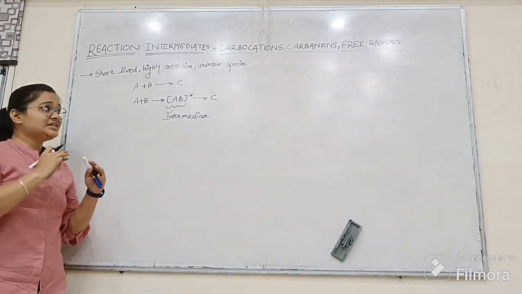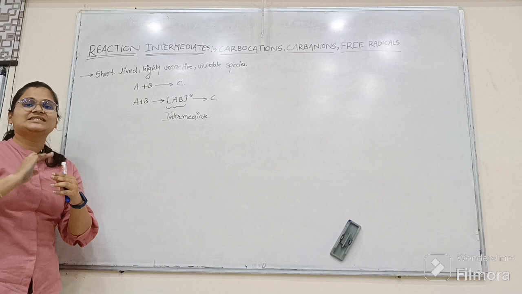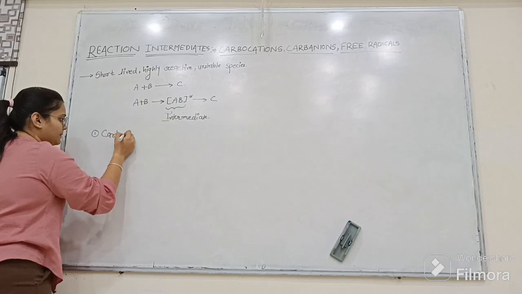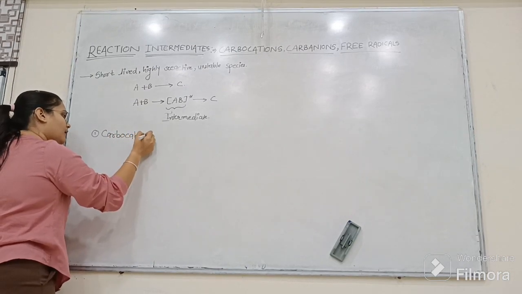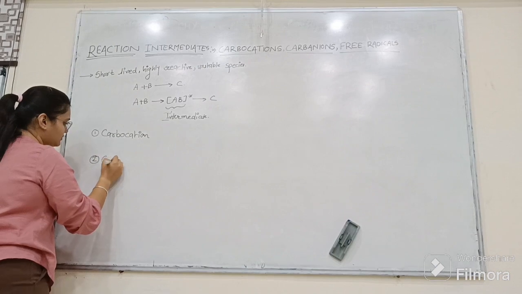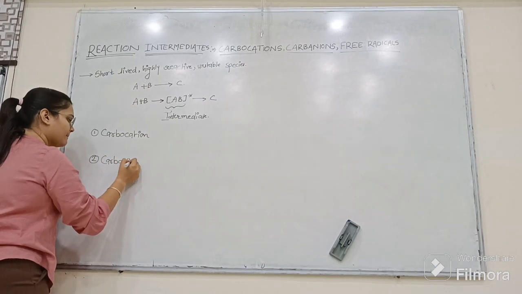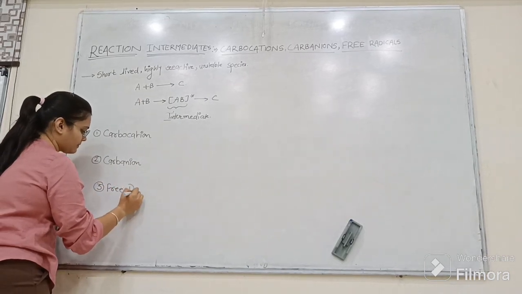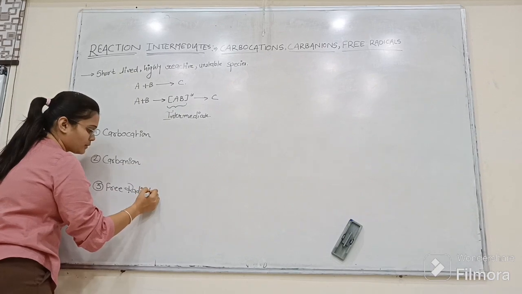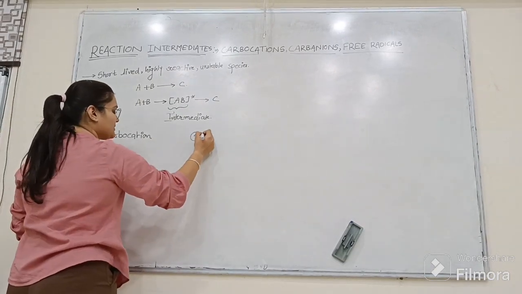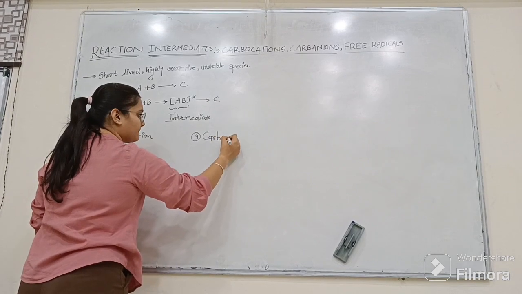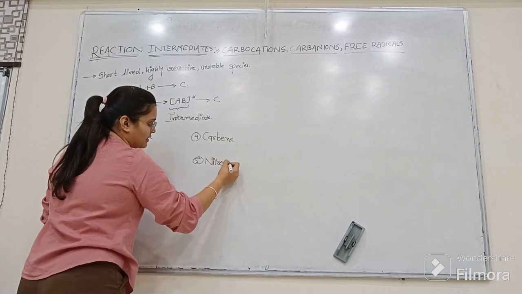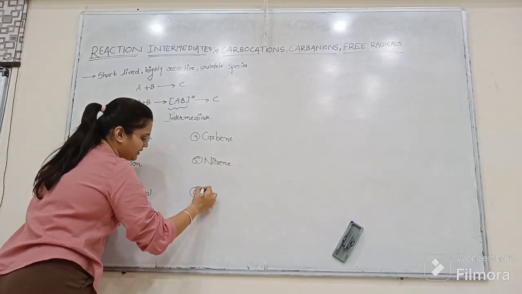Now these reactive intermediates are classified into 6 main categories. The first one is carbocation. Second is carbanion. Third is the free radical. Fourth is carbene. Fifth is nitrene. And the sixth and last one is benzyne intermediate.